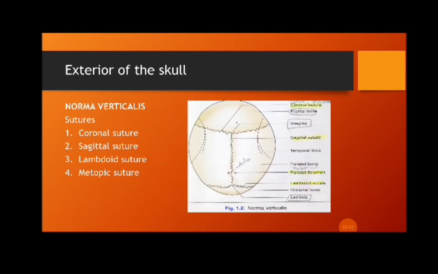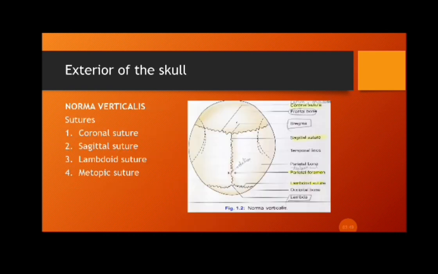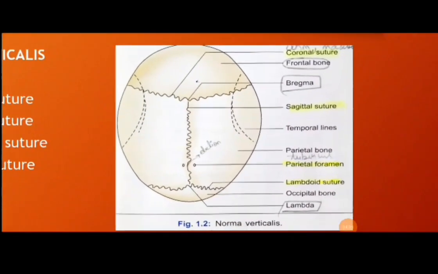See, here there is frontal bone, parietal bone, and occipital bone, and also there are temporal bones on the sides. So the parietal bones, in between them the suture is serrate. Then denticulate for lambdoid suture. So the parietal and occipital bones are merged with the lambdoid suture. This suture is denticulate in nature. You can see that lambdoid suture here.